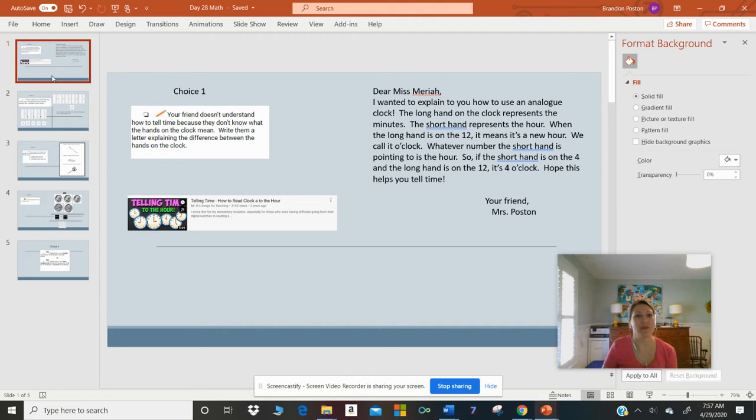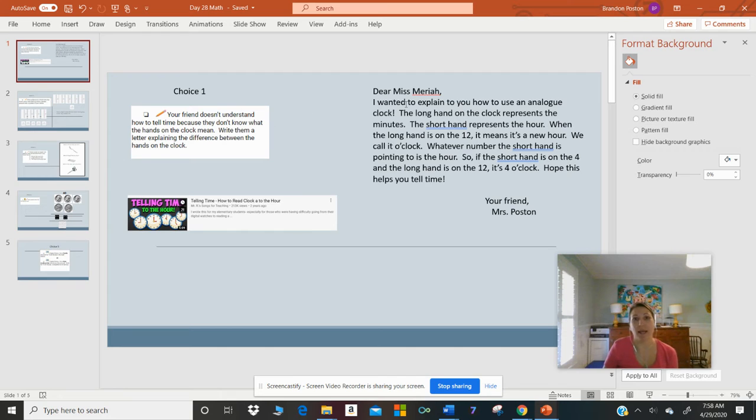Okay, choice number 1. Your friend doesn't understand how to tell time because they don't know what the hands on the clock mean. Write them a letter explaining the difference between the hands on the clock. I have clipped a YouTube video you can go and look at to remember how to tell time to the hour, which is what we learned before school got out. If you type "telling time to the hour" in your YouTube browser, several different videos will come up. This is a really good one.